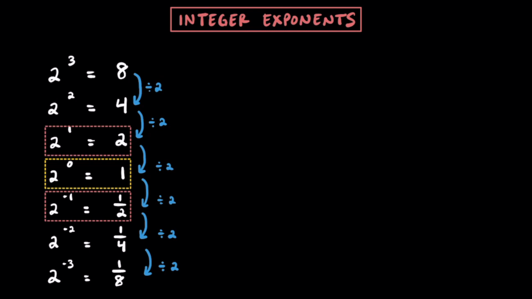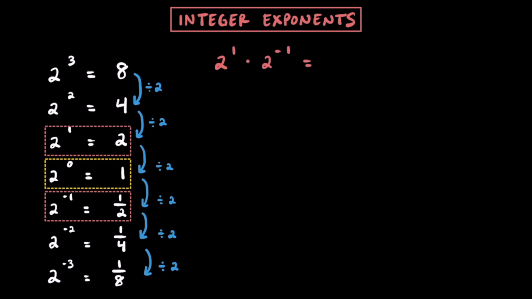In addition, it's important to notice here that 2 to the first power and 2 to the negative first power are just reciprocals of each other. This should make sense because using the properties of exponents, we should be able to say that 2 to the first power multiplied by 2 to the negative first power.